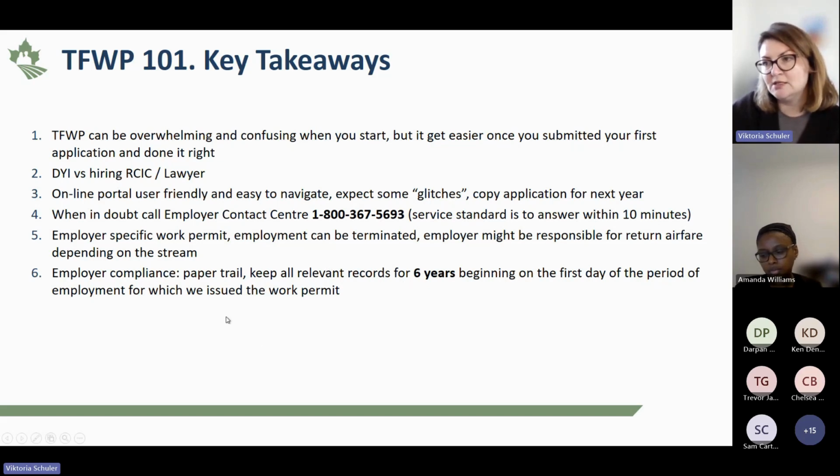And employer compliance, yes, that's important. Employers are being audited. A lot of the time it's just those little things that employers cannot provide or didn't know that they have to keep, like timesheets and time records. Or, for example, if there is a uniform and you deduct the cost of the uniform, just have an authorization from the foreign worker to deduct it, again depending on the stream. And you need to keep all your records for 6 years.